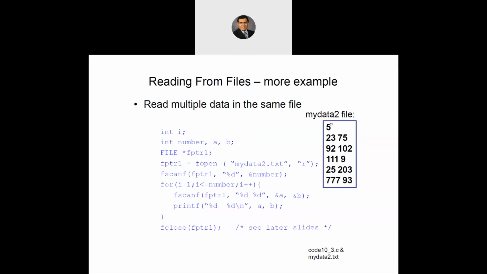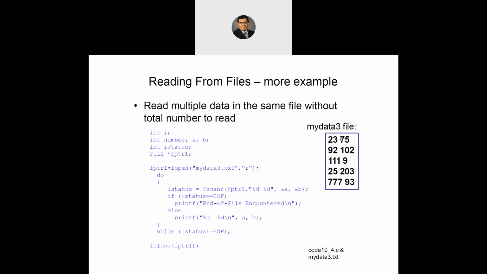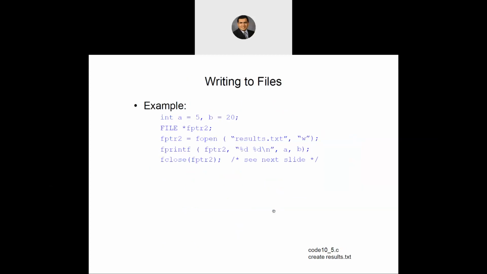Here, you have to mention a number which denotes how many rows you have. Here, no need to mention any number. It will keep on reading the rows until it reaches the EOF. Just as we can read from a file, we can also write to a file. The same concept, my dear students. Create a file pointer, and when you open the file, associate it with writing. Now, FPTR2 is associated with writing.